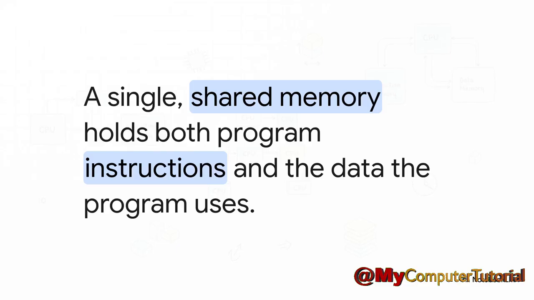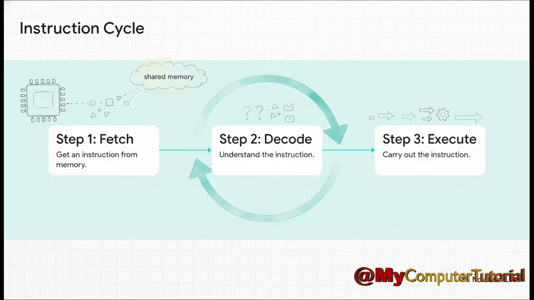I want you to imagine a kitchen where your recipe book and all your ingredients are stored in the exact same pantry. You can only go in and grab one thing at a time. So because of that design, it works on a really simple repeating cycle. First, the CPU has to go fetch an instruction from that shared memory. Then, it has to decode it to figure out what it's supposed to do. And finally, it executes that command. It just does this over and over and over again, one step at a time, using that single pathway.